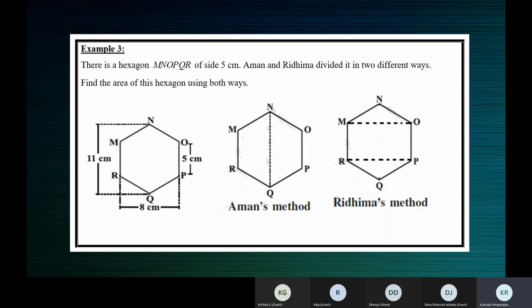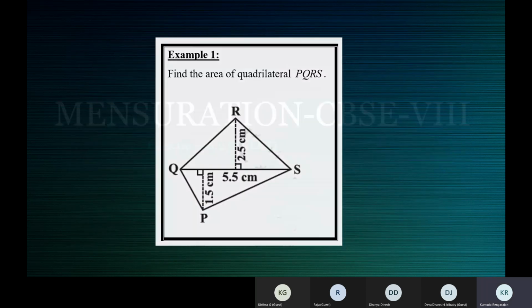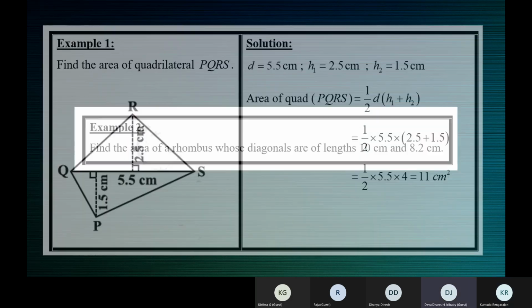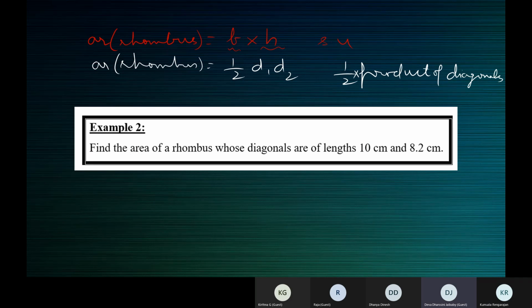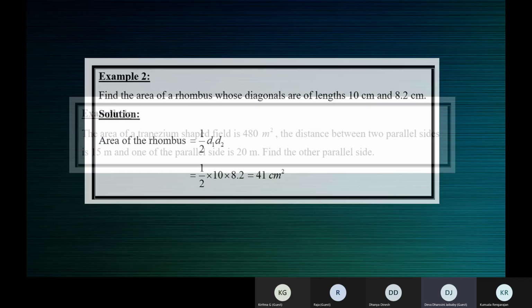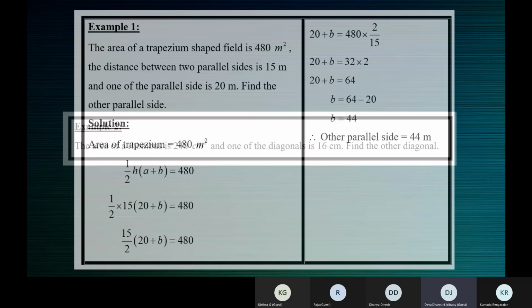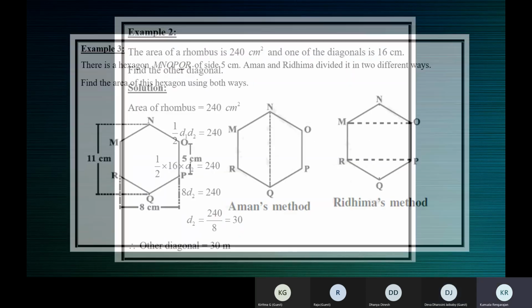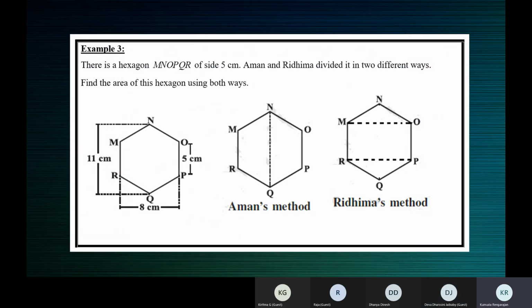Next question. There is a hexagon. So see, what are the quadrilaterals we've seen so far? First, we saw a quadrilateral, meaning it's not a special quadrilateral. Then quadrilateral, rhombus, trapezium, and then again rhombus. Correct. All right. So now we see a hexagon.